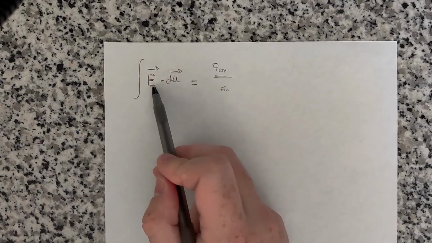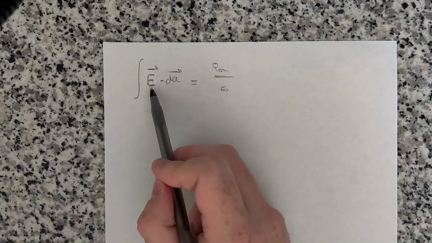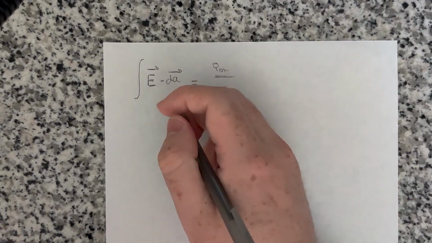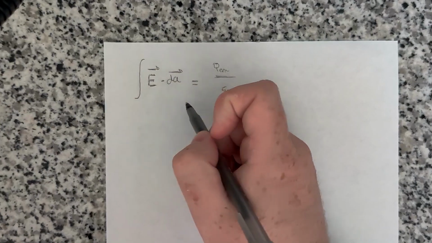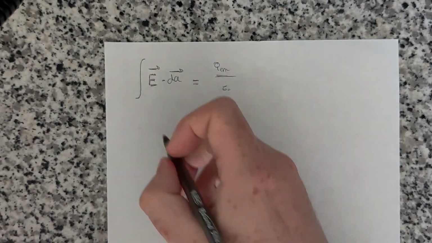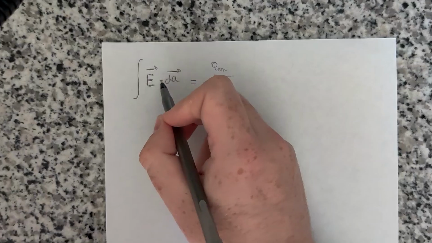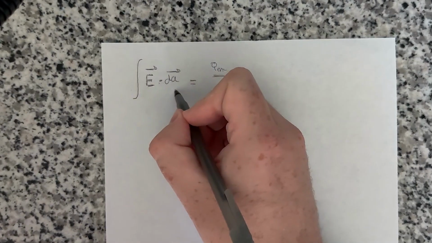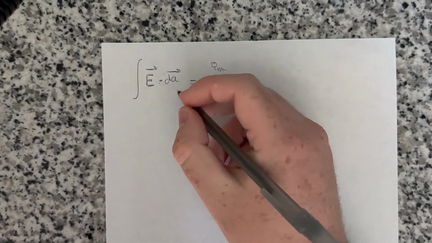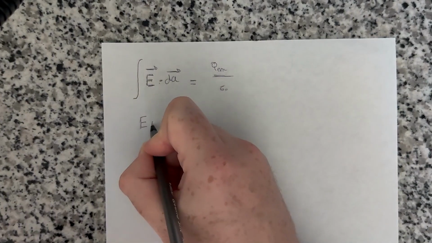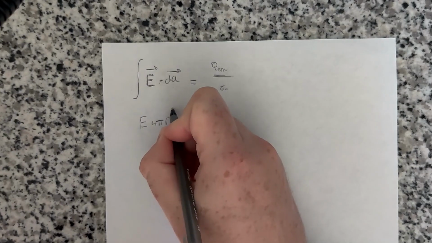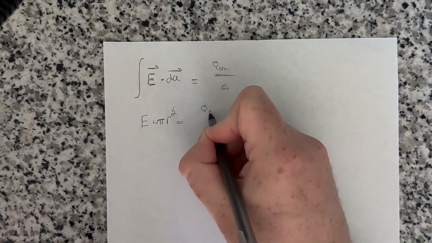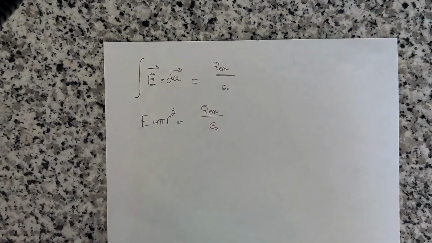Right? So at our Gaussian surface of radius r, the electric field is going to be a constant. And we can just pull that out of the integral and say that this is the integral over the surface area of our Gaussian surface, essentially. So that's just going to be E times 4 pi r squared. And then on the other side, we have Q enclosed over epsilon naught.